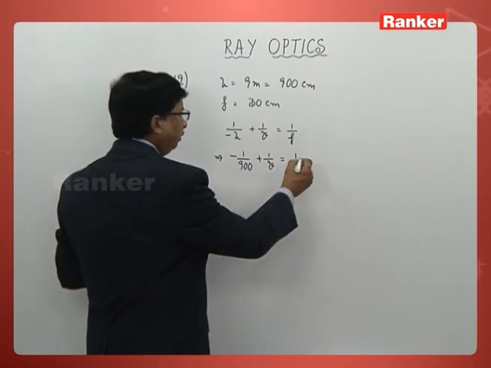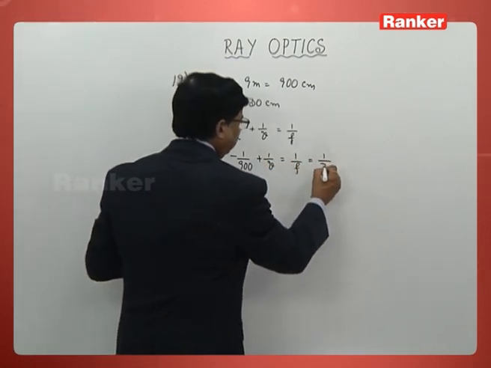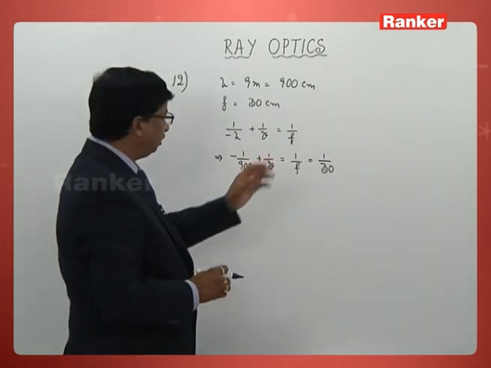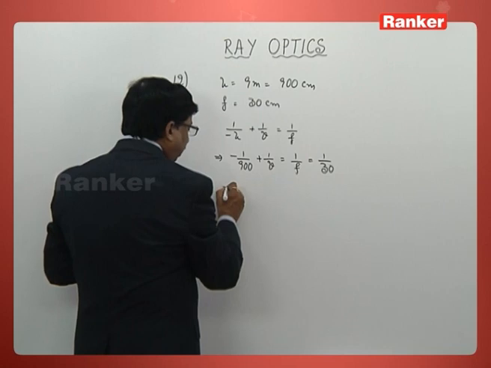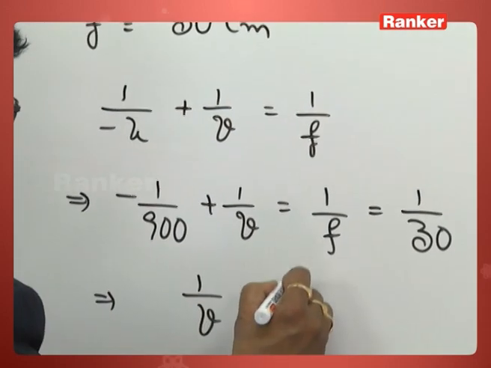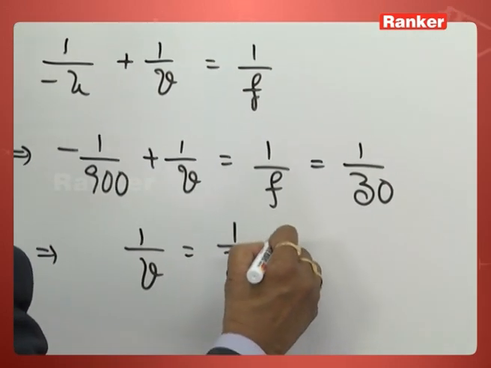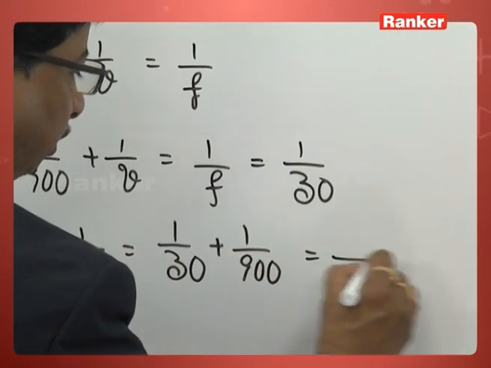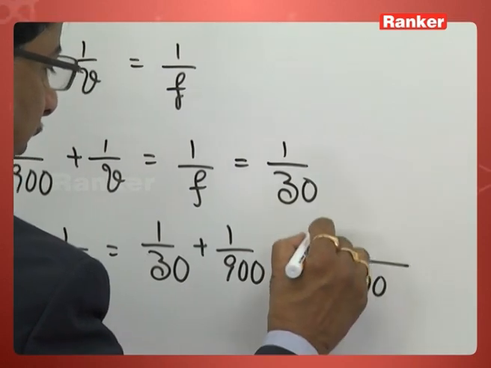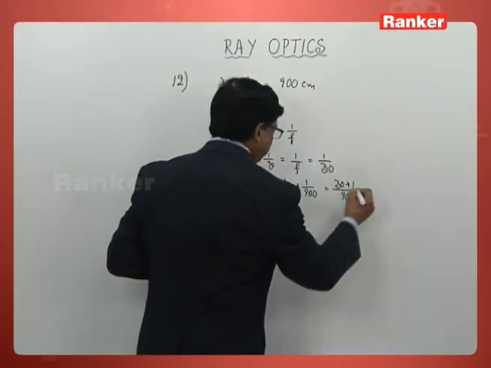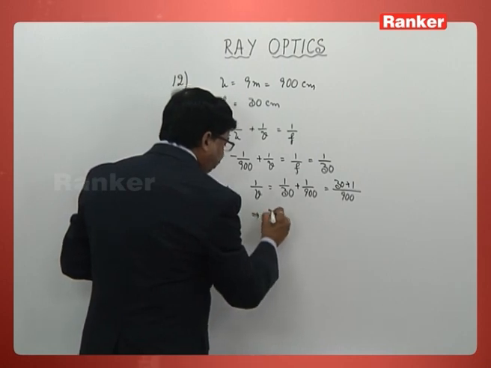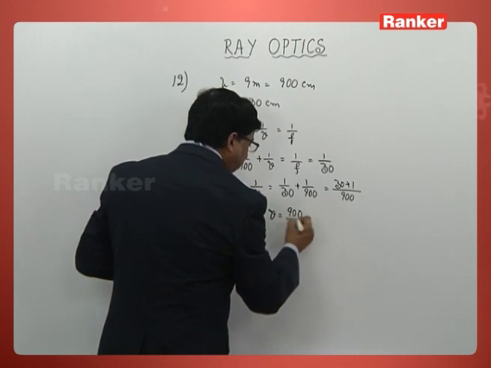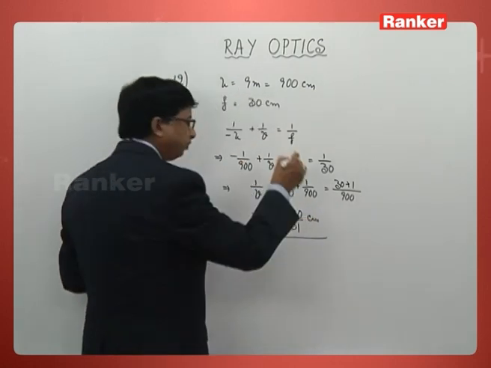That f of course is given, f is 30 centimeter. I can write 1 by f as 1 by 30. Now what is it we want? 1 by v now becomes 1 by 30 plus 1 by 900. Suppose if you take 900 as LCM, it is 30 times this one and 1 time the other. So the final image distance will be 900 by 31 centimeter. Fine.